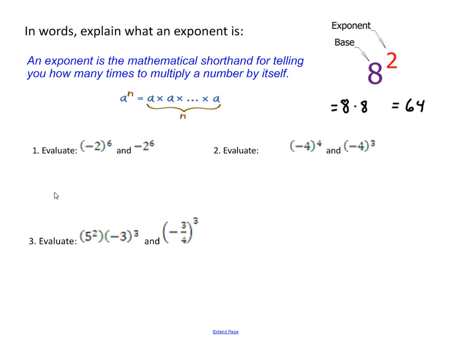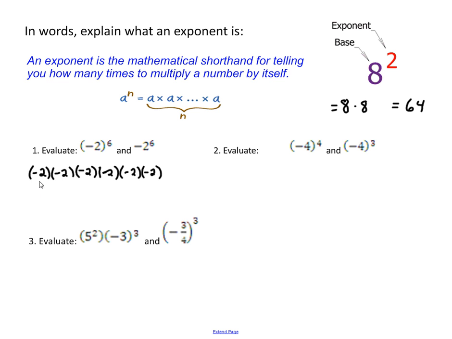So let's evaluate a couple of examples. Let's take negative 2 to the 6 versus negative 2 to the 6. One thing you have to be very careful of when it comes to exponents is where a negative sign is. In the first case right here, if we say negative 2 to the 6, what does that mean? Well, the quantity negative 2 is being multiplied by itself 6 times. Well, this is where we have to account for where those negative signs are leading us. Well, remember, if we're multiplying a negative number times a negative number, we get a positive number.